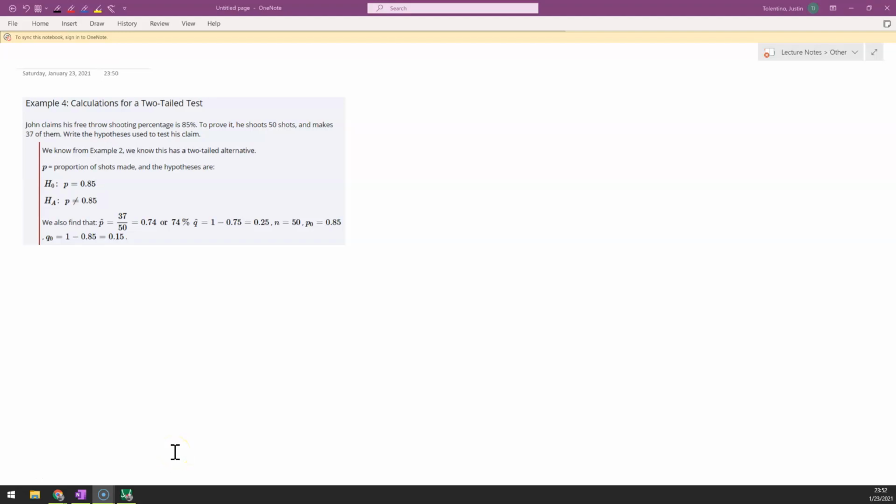So let's take a look at this example where we're going to calculate the test statistic and p-value of a two-tailed test. John claims his free throw shooting percentage is 85%, and to prove it he shoots 50 shots and makes 37 of them.